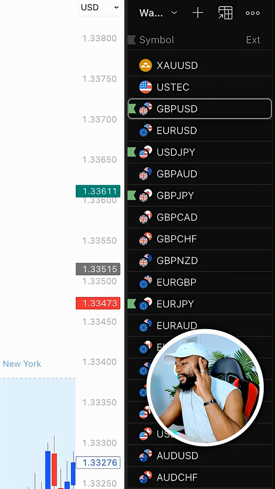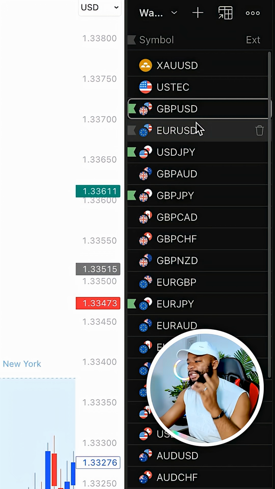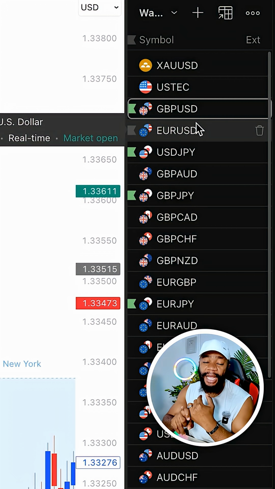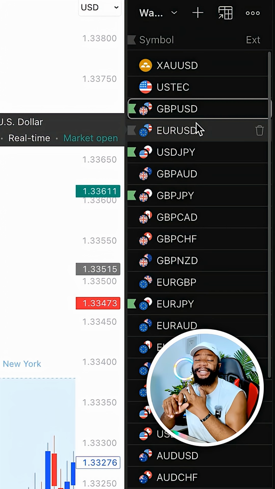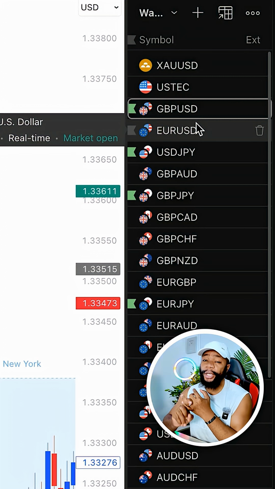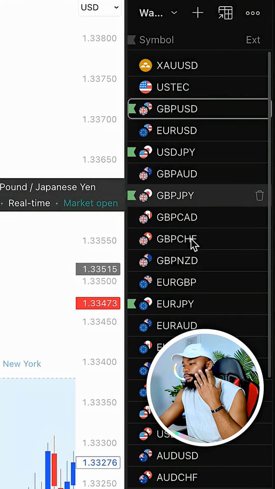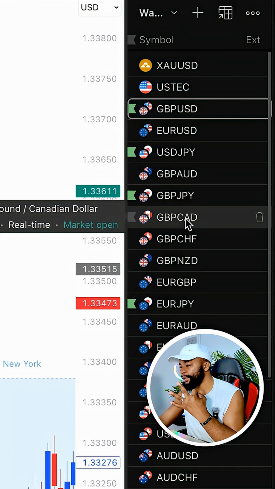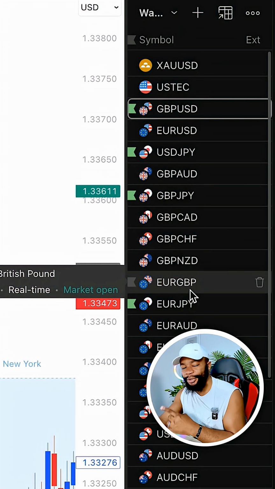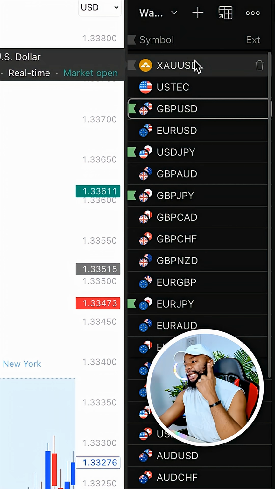So London session, Great Britain Pound USD, Euro USD, any asset that has Great Britain Pound or any asset that has the Euro. So Great Britain Pound USD, Euro USD, or Great Britain Pound JPY, Great Britain Pound CAD, Euro Great Britain Pound. That's very important.